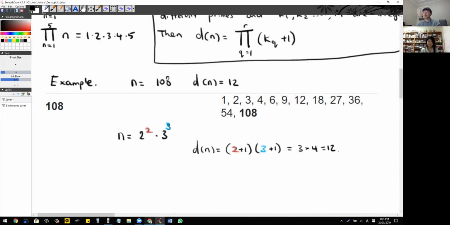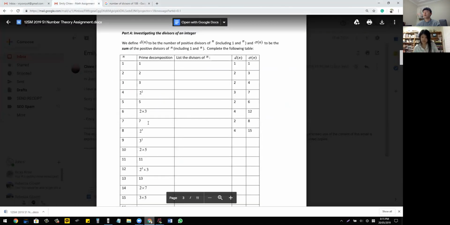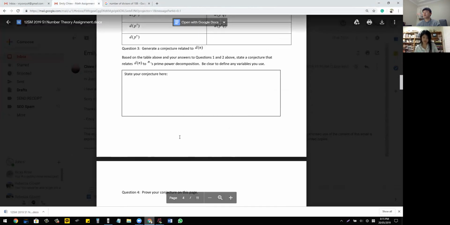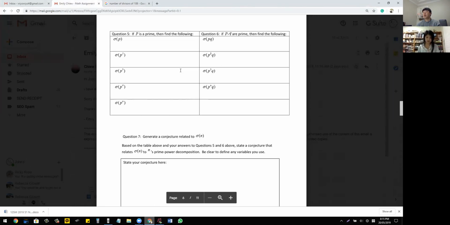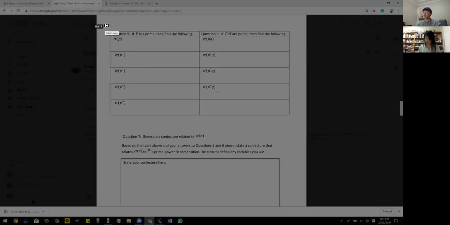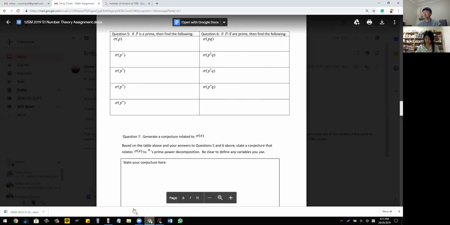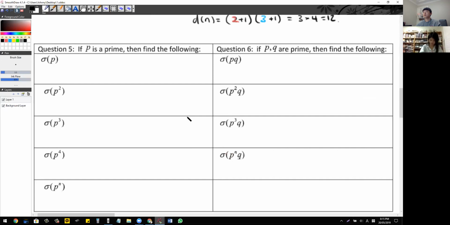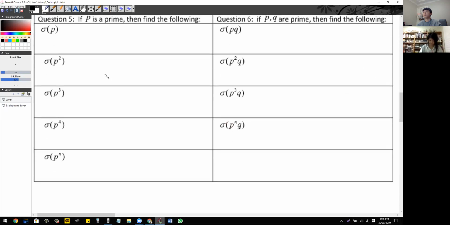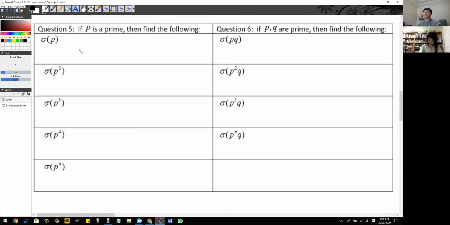Let's move on to the next question. Yeah, proving it. We have to prove it. It's difficult. We're going to do that next time. Okay. Now we're going to do the conjecture for sigma. We haven't found the rule for sigma. Okay, so sigma, that was the sum of all the divisors.